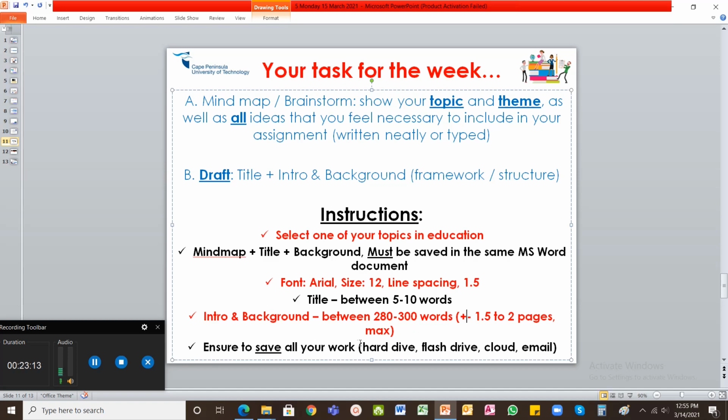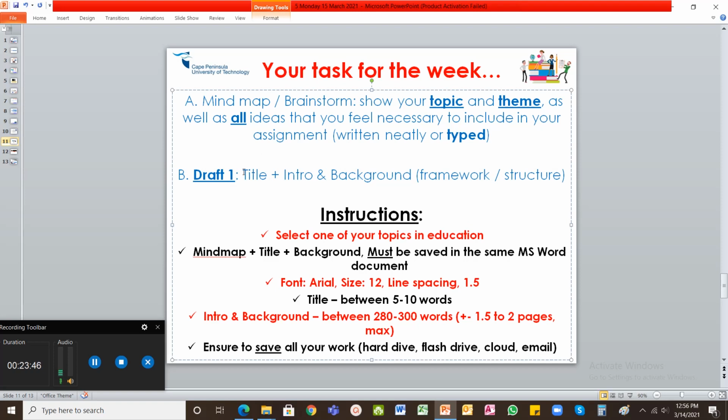Please ensure to save all your work to hard drives, flash drives, to the cloud, or through email, but please do not lose your work. So you are basically creating a mind map with your topic and your theme, which you choose one of. Then generate all the ideas that you feel are necessary to include, written very neatly or typed up, which I prefer, the typed one. Then part B, you are now starting to create draft number 1.